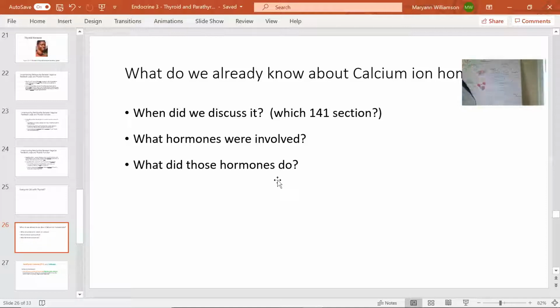All right, let's move on to calcium ion homeostasis. So we've talked about this in chapter 6 for 141, in the bones chapter. So what hormones did we discuss? Parathyroid hormone. Oh, we're going to talk about the parathyroid today. And calcitonin. So what did these do? Parathyroid hormone raised blood calcium levels. Calcitonin lowered blood calcium levels.